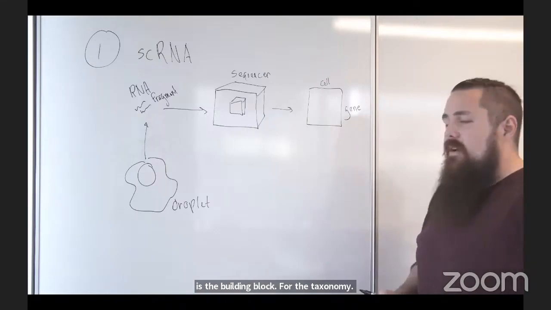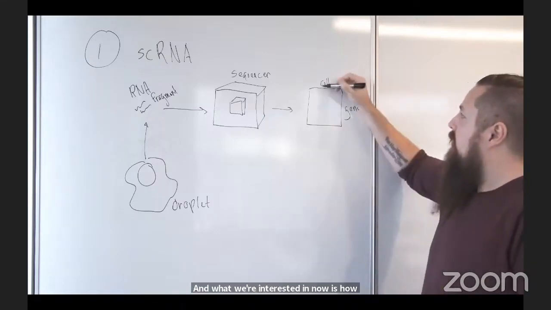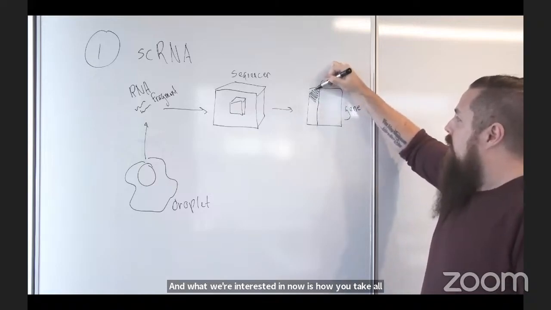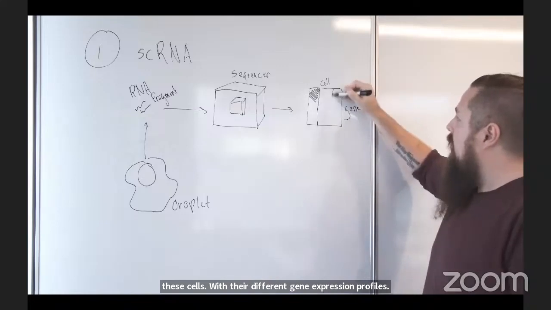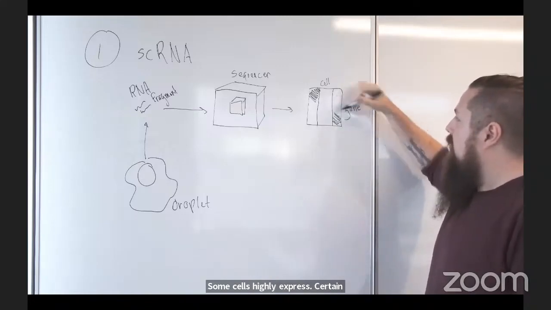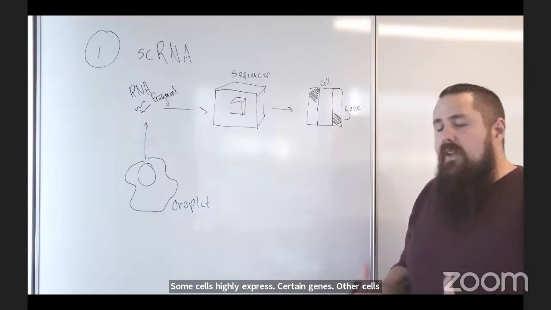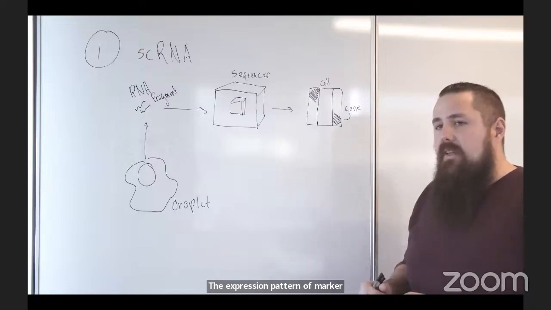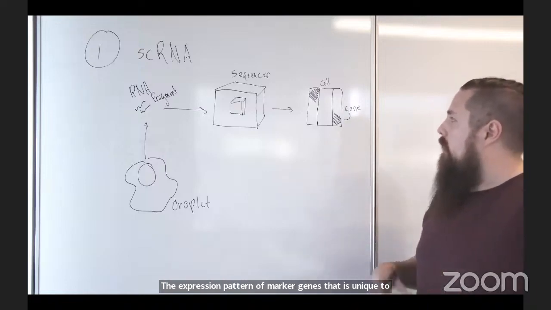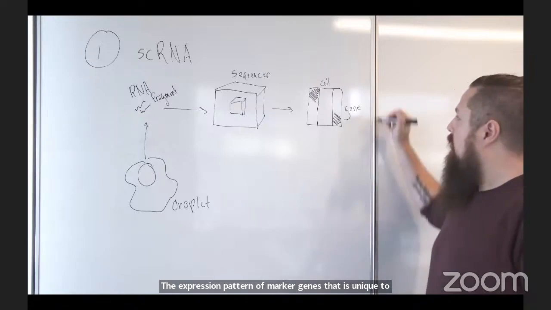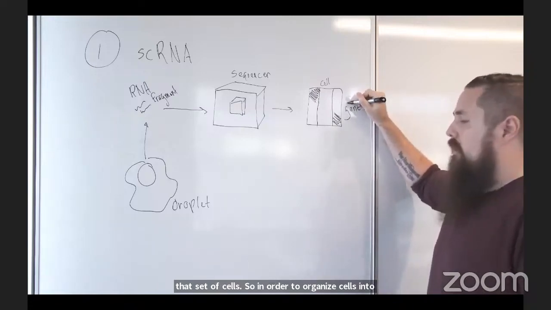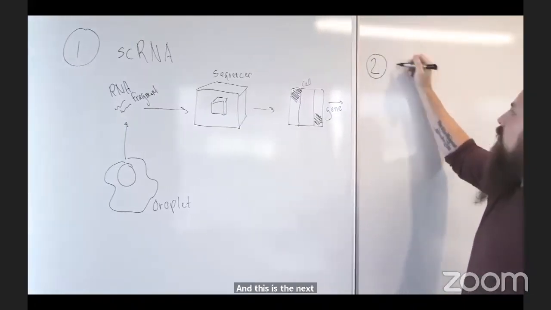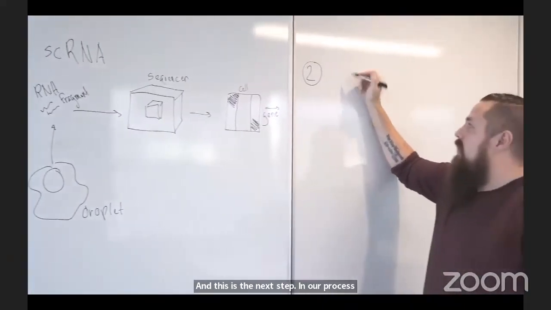And what we're interested in now is how you take all these cells with their different gene expression profiles. Some cells highly express certain genes, other cells highly express other genes. And that kind of is what defines a cell type, the expression pattern of marker genes that is unique to that set of cells. So in order to organize cells into groups, we use algorithms called clustering algorithms. And this is the next step in our process towards a cell type taxonomy.